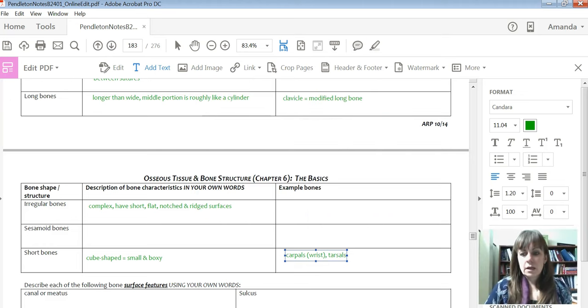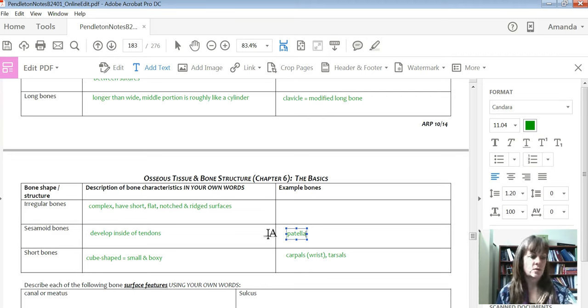The last ones that I want to talk about are your sesamoid bones. These ones are unique because they develop inside of tendons, so it's more about where they develop. The one that everybody is going to have is your patella. Some people may have other sesamoid bones, but it's variable per individual.